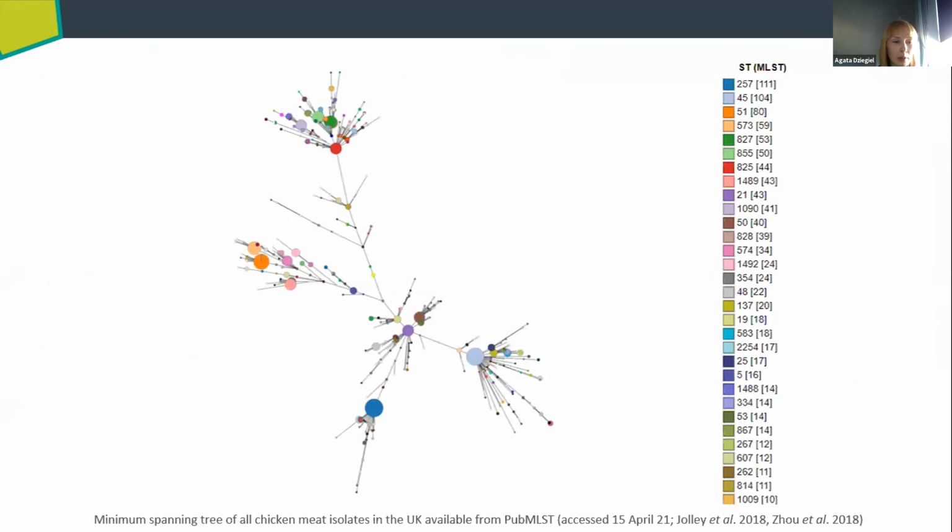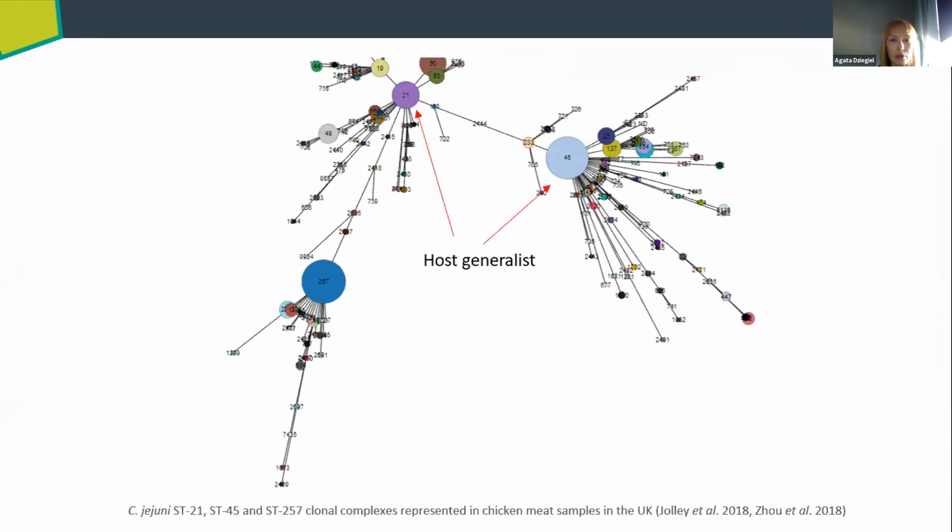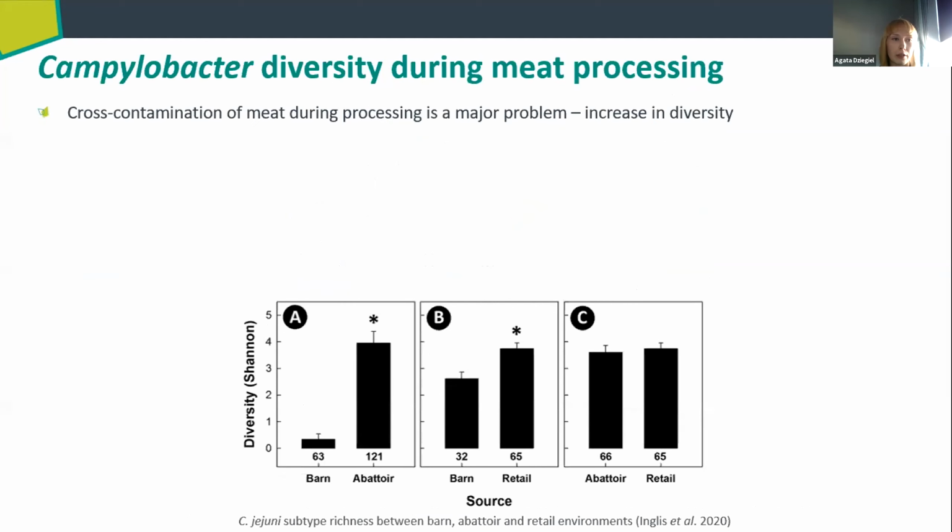So this is a minimum spanning tree of all the chicken meat and offal isolates in the UK available from PubMLST. And if we look closer, we can see that these host generalist and host specialist lineages that we see on the farm are also represented in chicken meat. So what is happening with chicken meat? There is evidence of cross-contamination of meat during processing, and this may lead to an increase in diversity of Campylobacter.